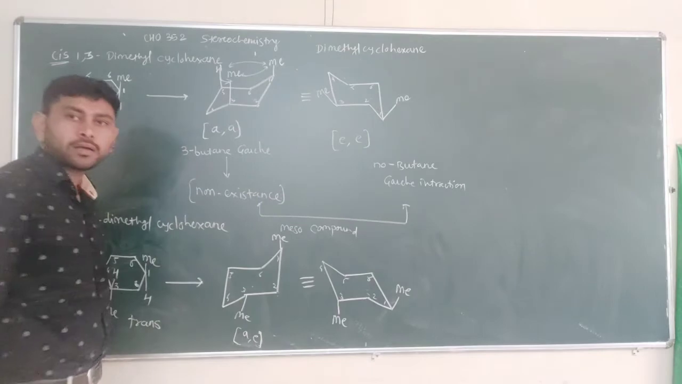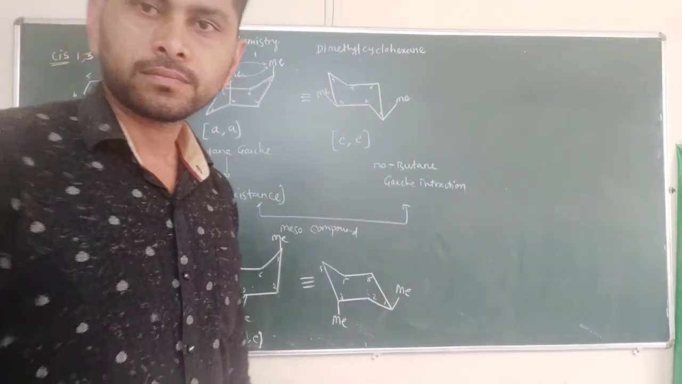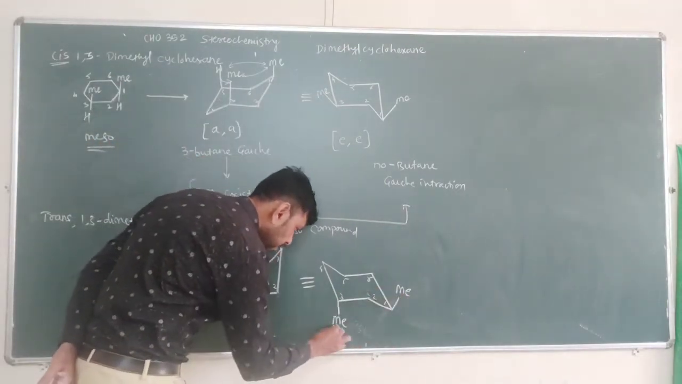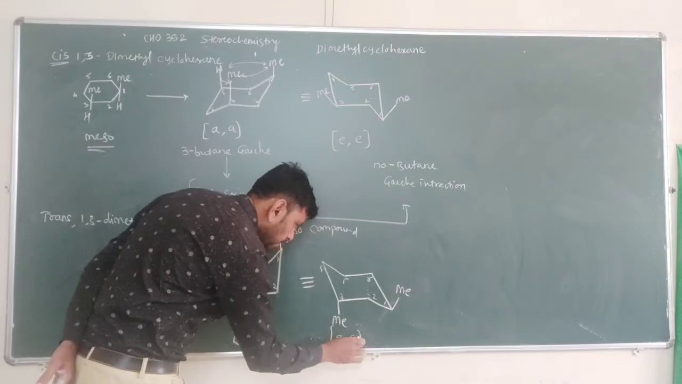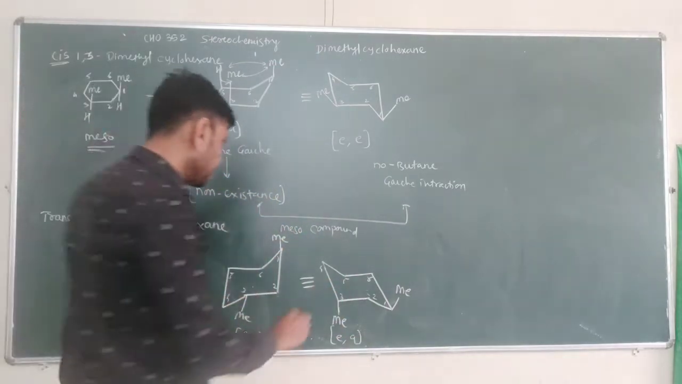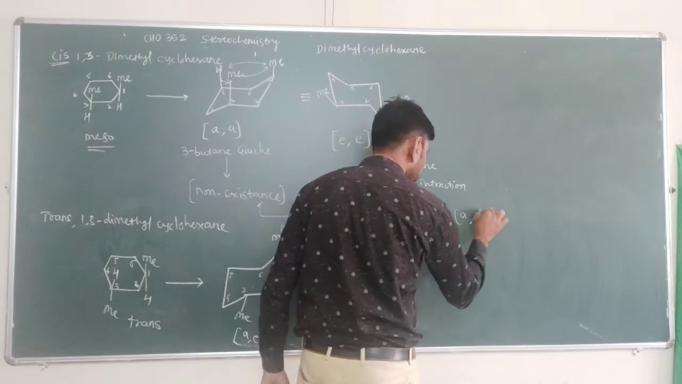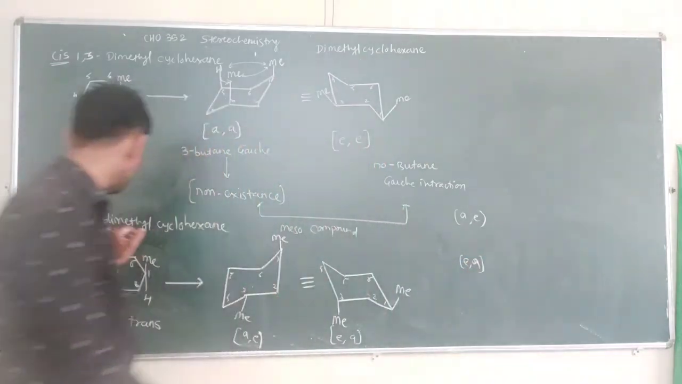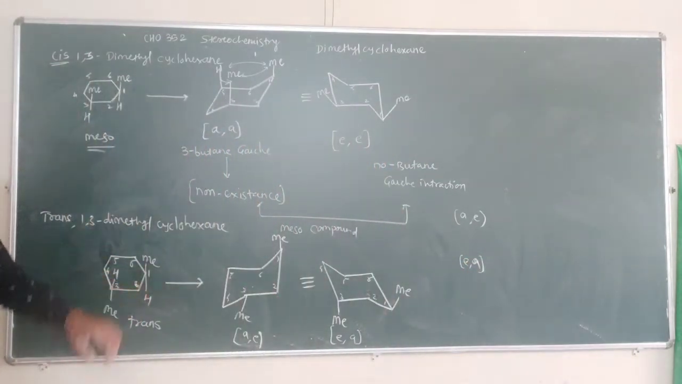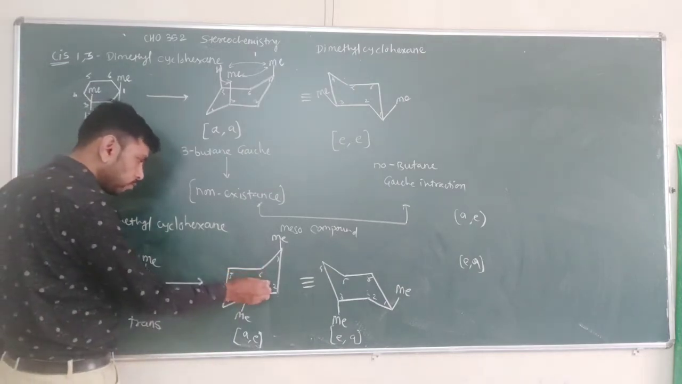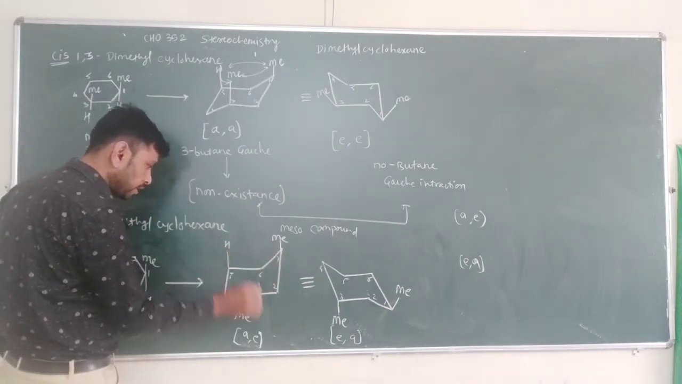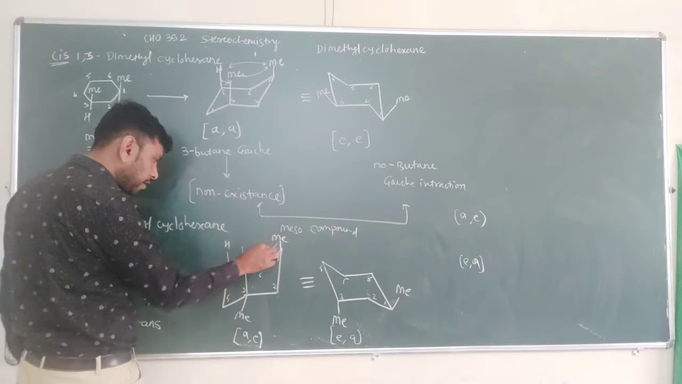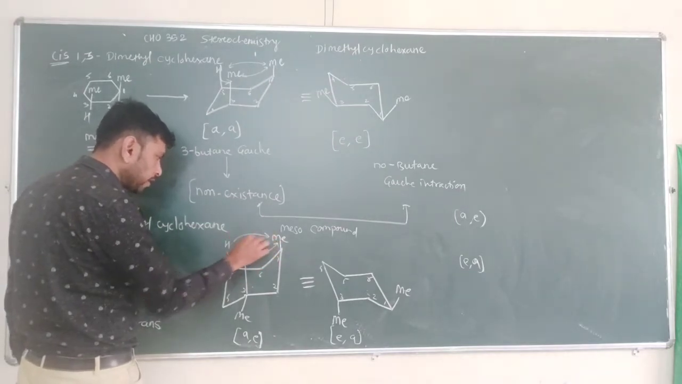The other conformation contains one methyl group in the equatorial position and another in the axial position. Okay, in the case of the trans isomer, axial equatorial and equatorial axial. How many butane gauche interactions do we have to see here? This methyl has butane gauche interaction with this hydrogen, and another butane gauche interaction with this other hydrogen. So one methyl contains 2 butane gauche interactions.